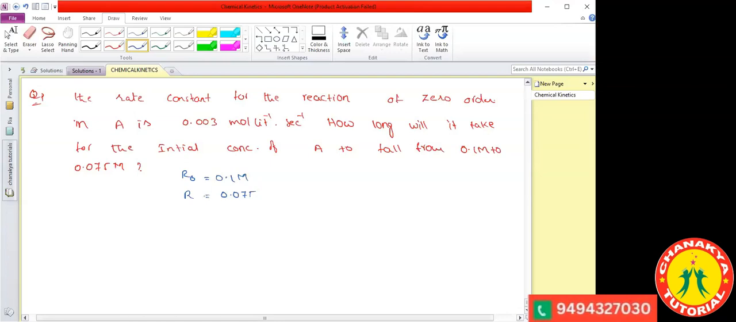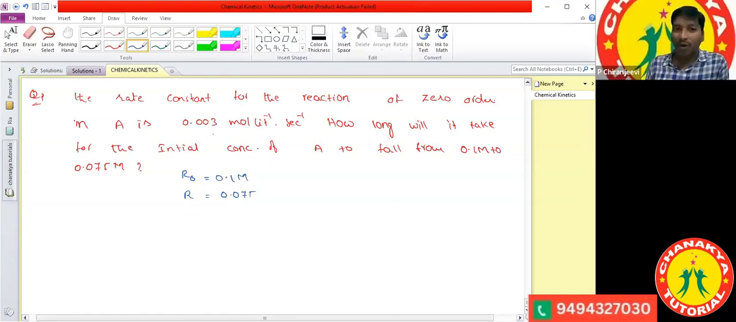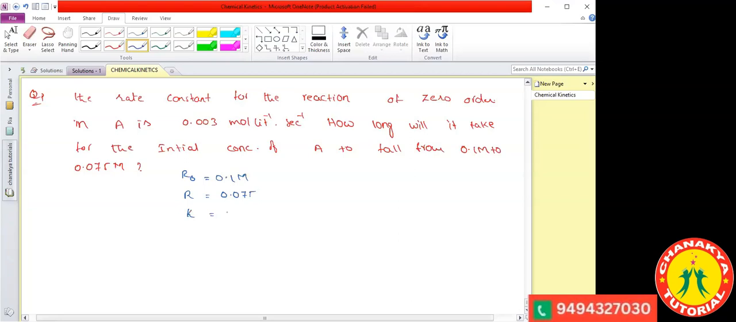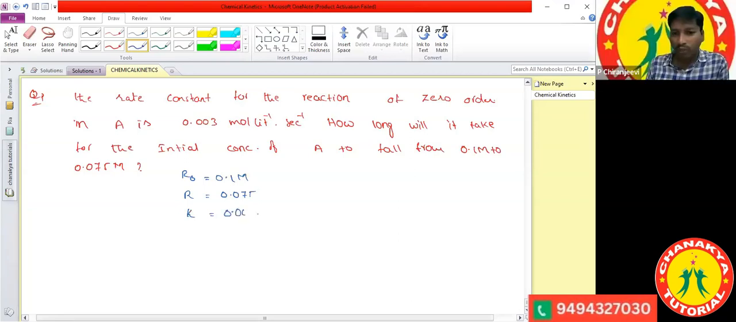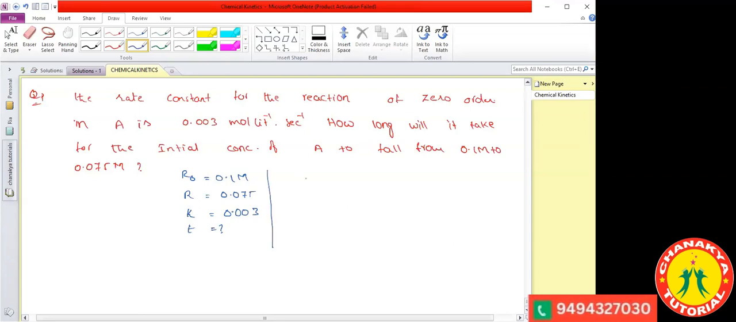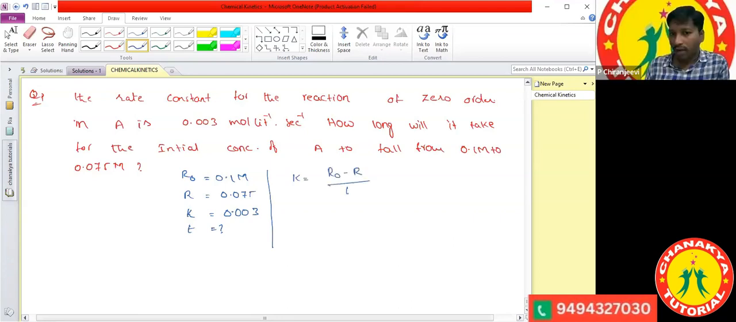Is anything other than this given? They have given, sir, but I don't know what values. The K value, the rate constant. Rate constant is nothing but K only. Hence K is 0.003. So these are the values they had given. We have to calculate the time t. What is the formula for the zero order reaction? K is equal to R naught minus R by t.